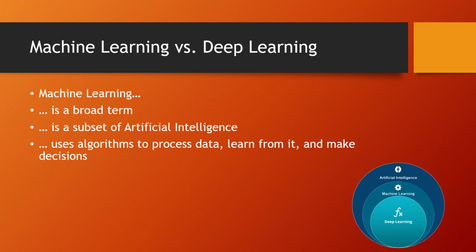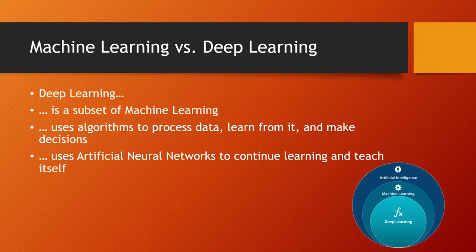The first thing I came across when trying to find some libraries and frameworks was that people kept making the distinction between machine learning and deep learning. Machine learning is a broad term that is used to describe the subset of artificial intelligence that uses algorithms to process some data, learn from it, and then be able to make decisions based on what it has learned.